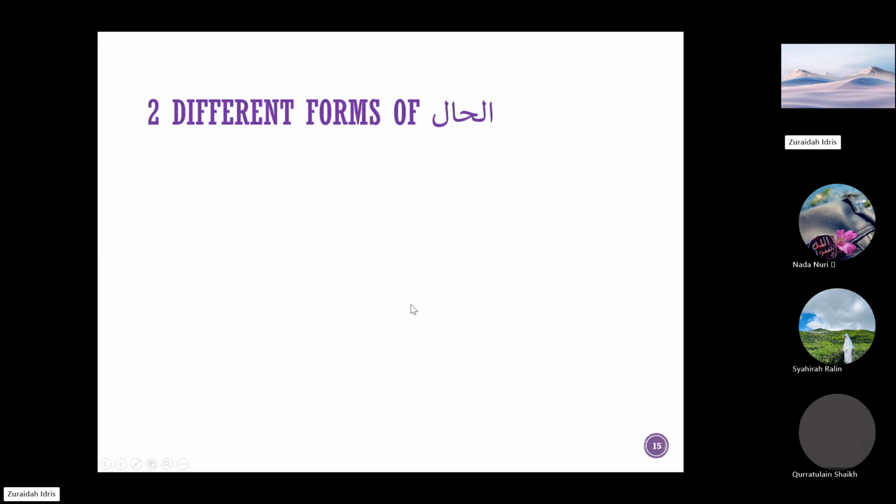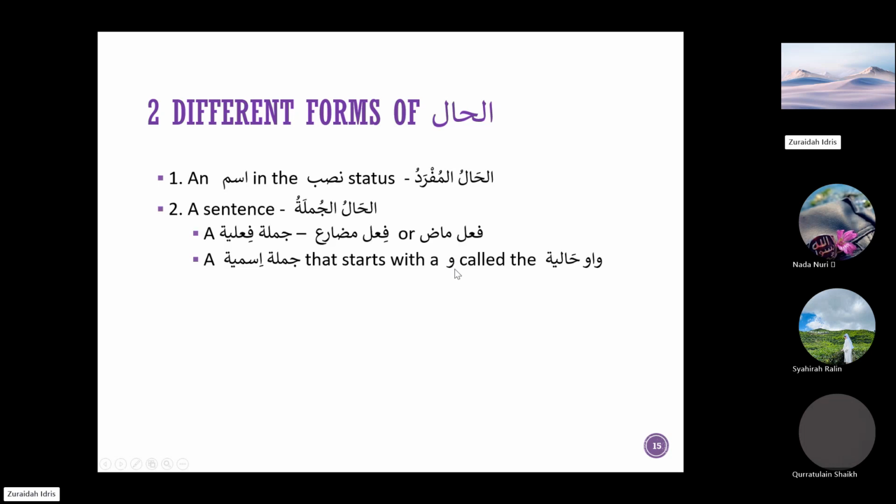So we have only two different forms of hal. Alhamdulillah. Yes, as a single word, hal mufrad. That means it's not a sentence, and it's of course nasab. Or it is a sentence. So when it is a sentence, then all the sentences that we've learned come into play. So if it's fi'liya, whether it's madi or mudari, if it's ismiyah, it's ismiyah. There's no two types of ismiyah, not like jumla fi'liya.